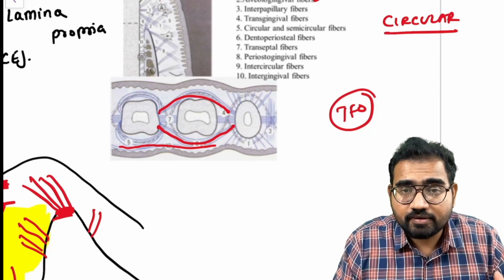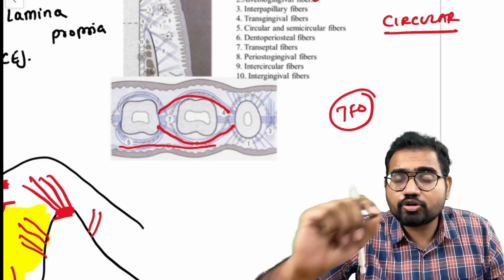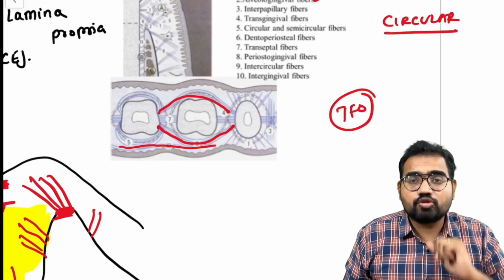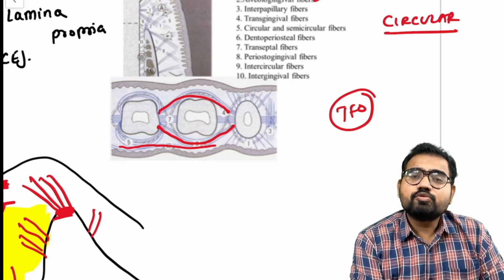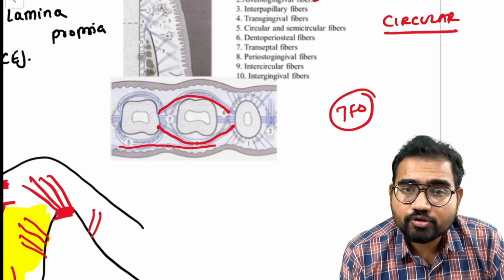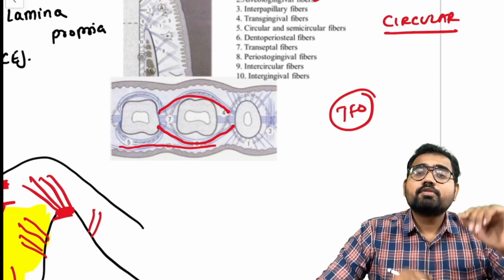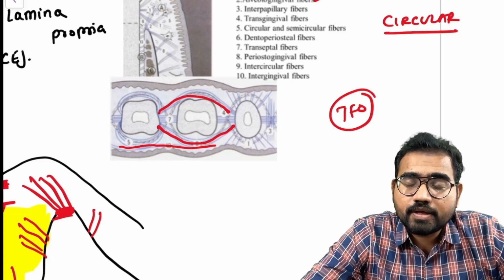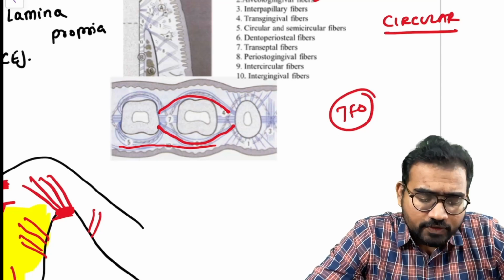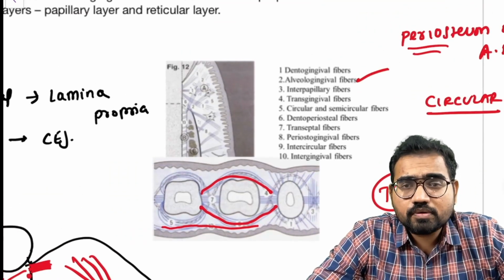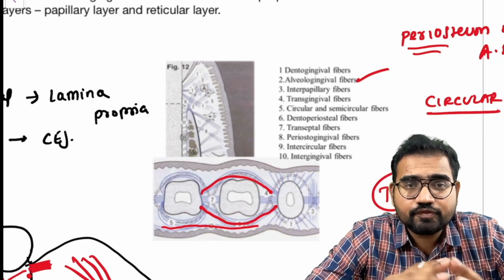That is the reason why you don't have a pocket in trauma from occlusion, but you will have bone loss. We'll discuss that in the trauma from occlusion class. So these are all the few gingival connective tissue fibers.